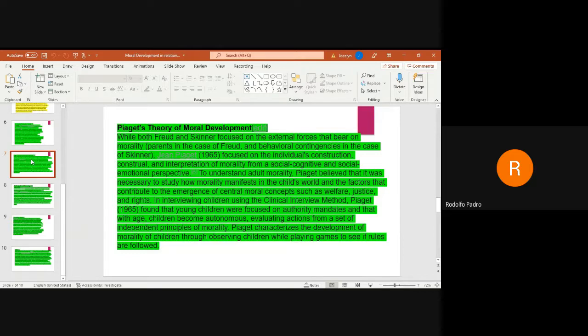So, in interviewing children using the clinical interview method, Jean Piaget found that young children were focused on authority mandates, and that with age, children become autonomous, evaluating actions from a set of independent principles of morality.